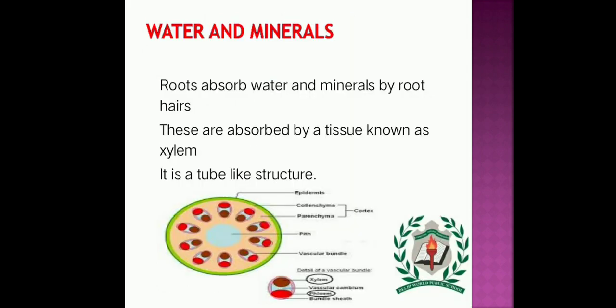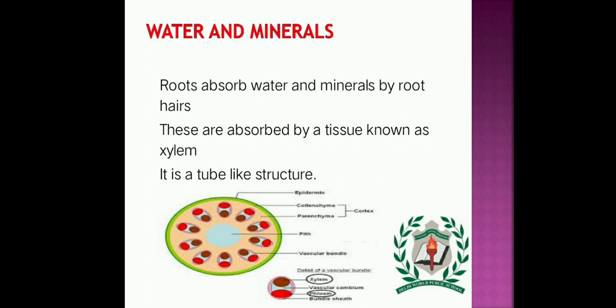Moving on to the next one, the conditions required for photosynthesis are very important. That is water and minerals. Where do the water and minerals come from? Water and minerals are absorbed by the roots. The roots of the plants absorb water and minerals dissolved in the soil with the help of the root hairs, and it is essential for photosynthesis.